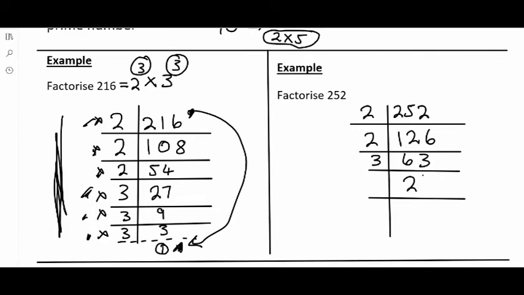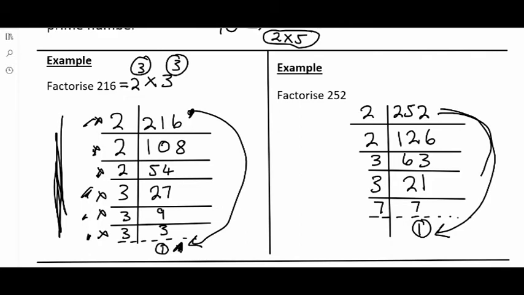63 divided by 3 will give me 21. I can use 3 again. I'm going to have to throw in another rung. 21 divided by 3 will give me a 7. 7 is the next highest prime factor. See what I did there? Just straight. If I can get this down to 1, I know that I'm correct. So in other words, I'll write it up. 252 will be equal to 2 times 2 times 3 times 3 times 7.